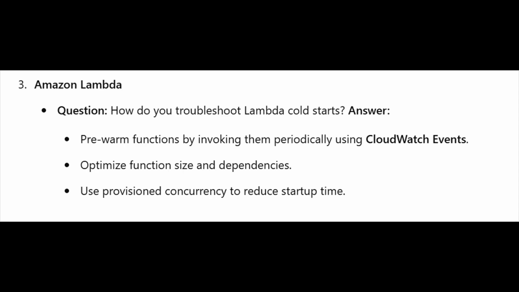AWS Lambda. Question: how do you troubleshoot Lambda cold starts? Answer: pre-warm functions by invoking them periodically using CloudWatch events. Optimize function size and dependencies. Use provisioned concurrency to reduce startup time.